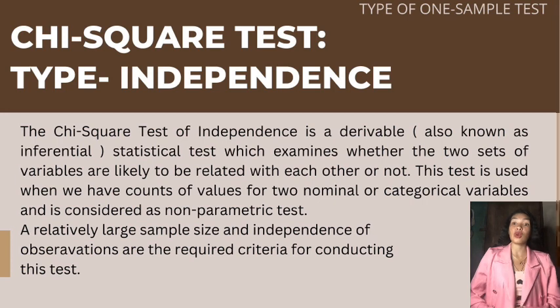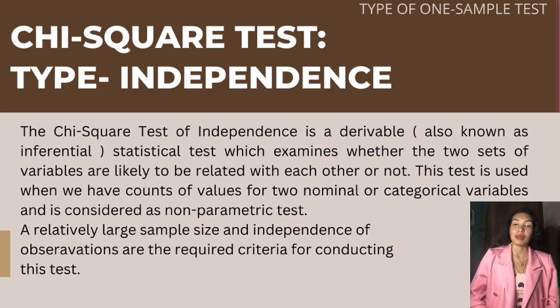This test is used when we have counts of values for two nominal or categorical variables and is considered a non-parametric test. A relatively large sample size and independence of observations are the required criteria for conducting this test.